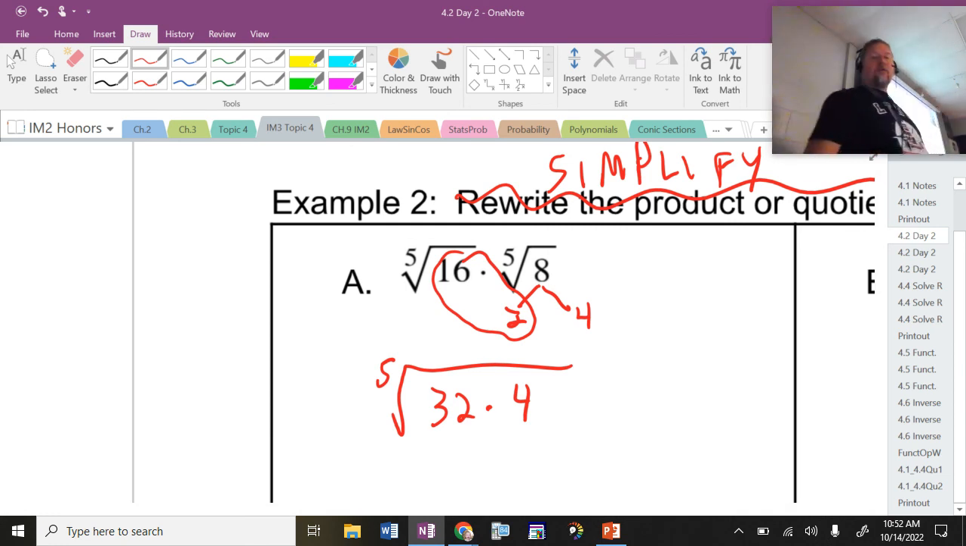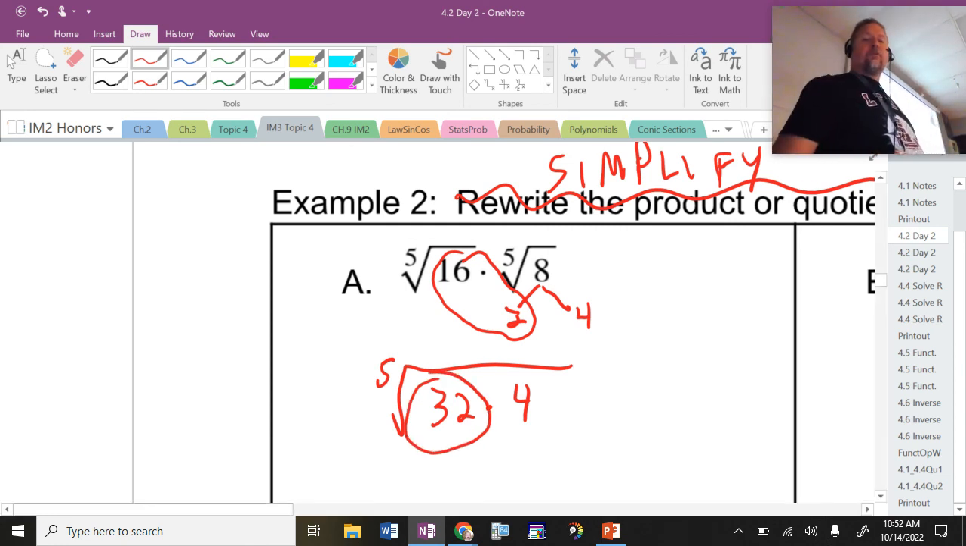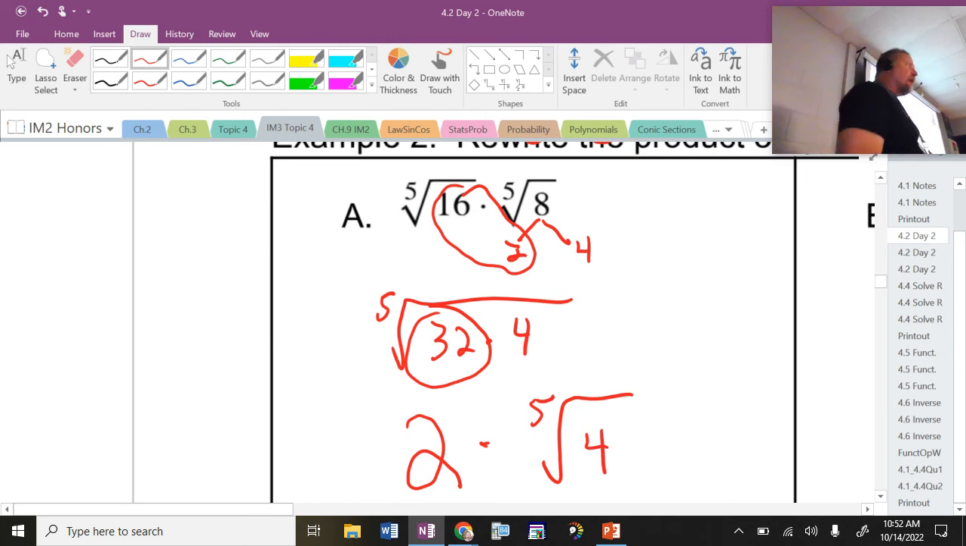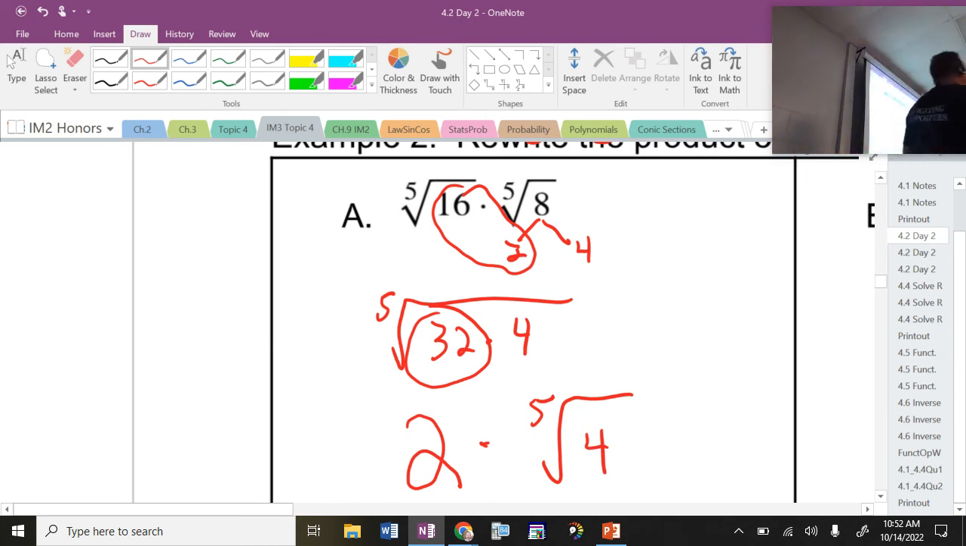Okay, everybody, what is the fifth root of 32? 3, 2, 1, go. 2 times the fifth root of 4 stuck in jail. Not the square root of 4. 4 doesn't have enough factors to get out of a fifth root. The 5 means something times itself 5 times. That's only 2 times itself twice.